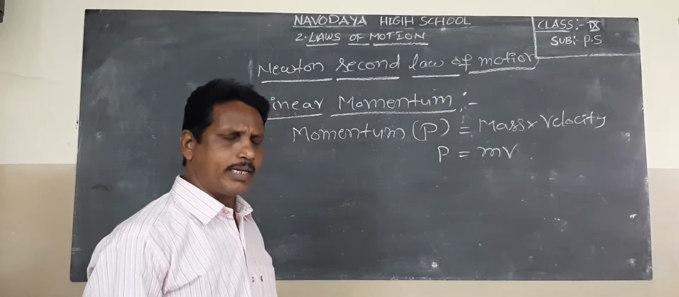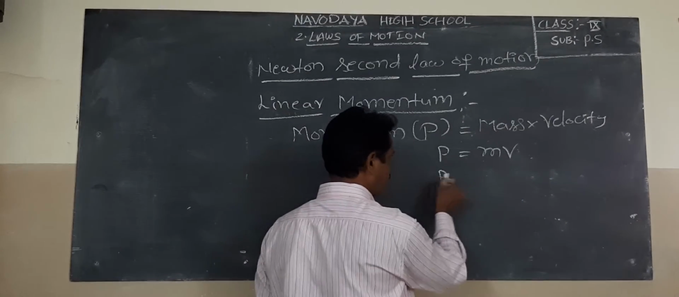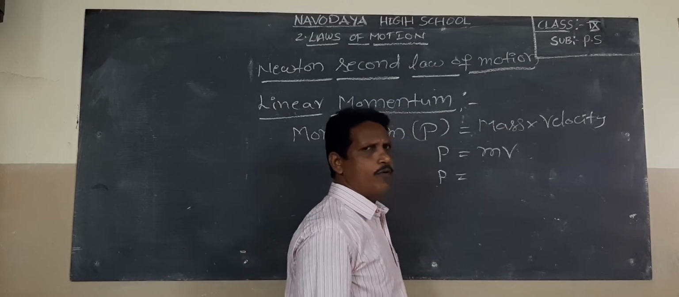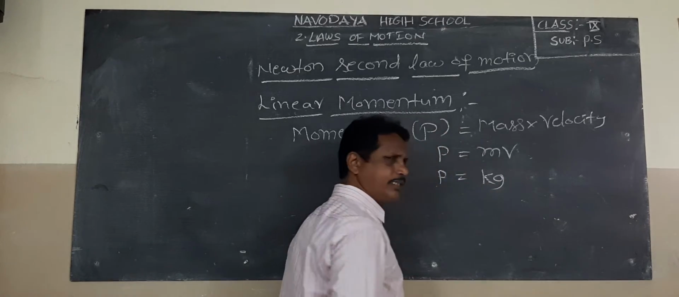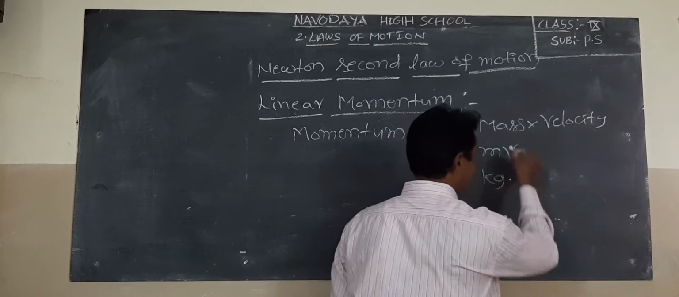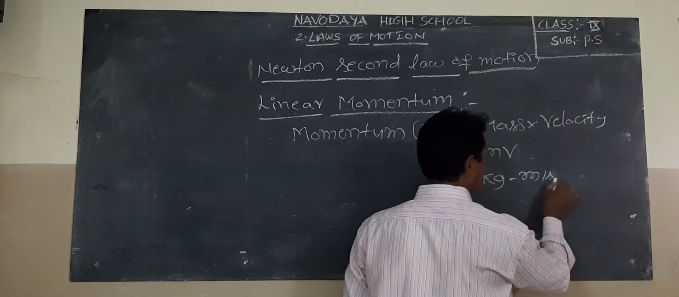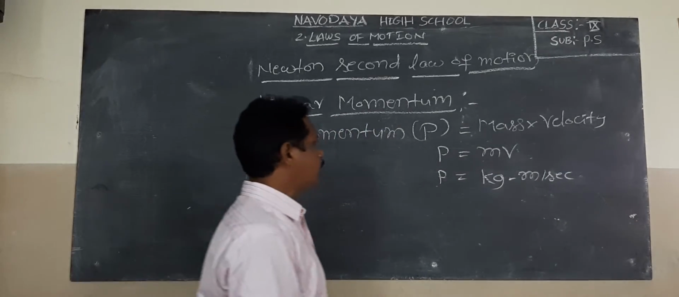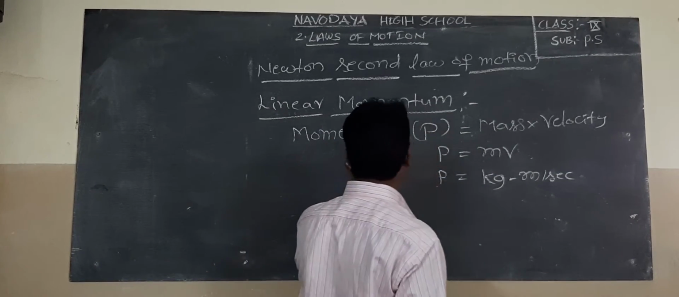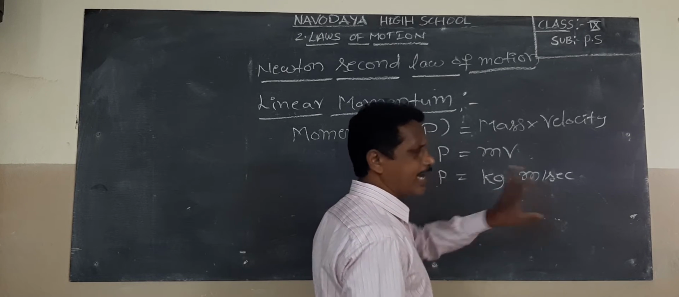We know the SI unit of mass is kg. The unit of velocity is meter per second. So the unit of momentum is kg meter per second.